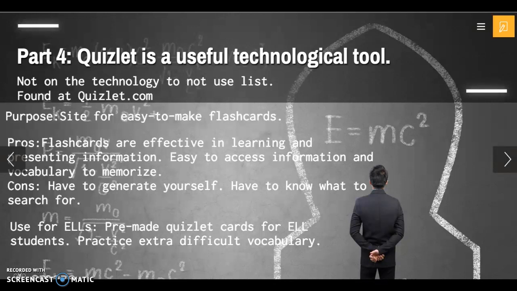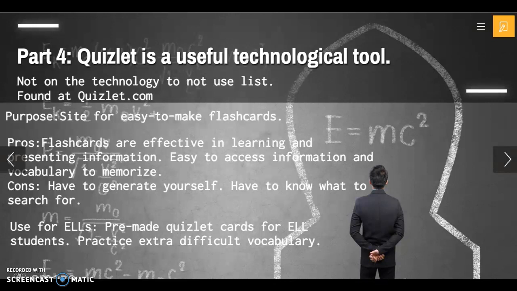The cons would be that generally you have to generate them yourself. It can also be time consuming if you go and try and search for them. And you have to learn the information and know it before you can make them. Either that or you have to know what you are searching for. Sometimes you can't find a good set of pre-made flashcards to use for yourself.